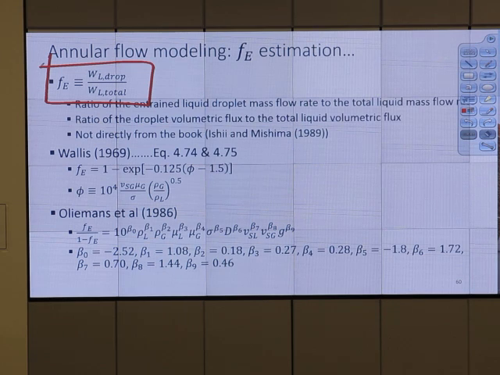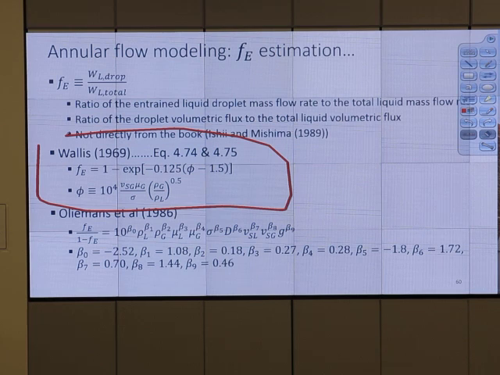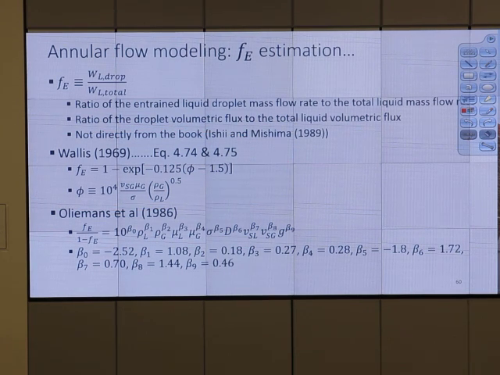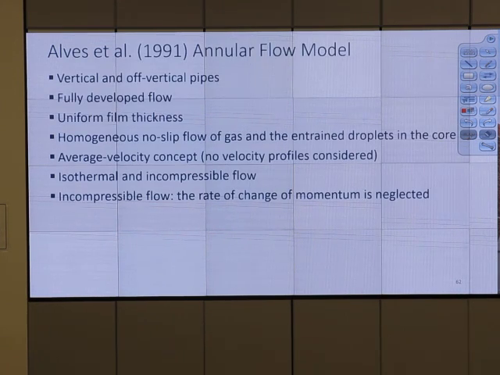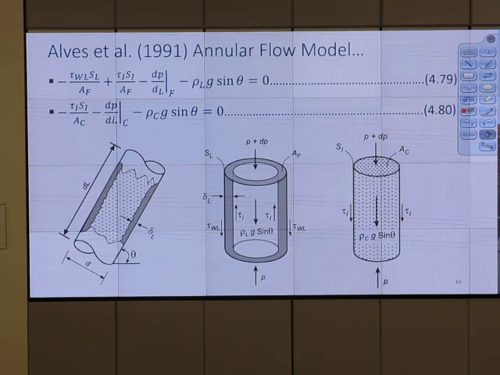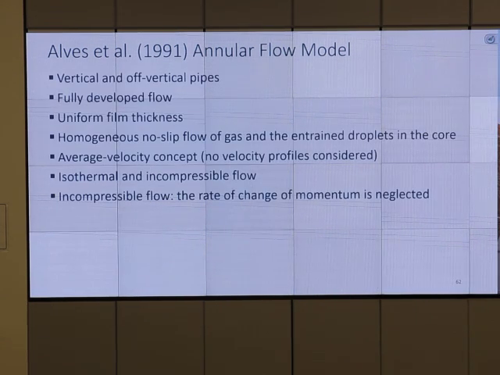That's it. We have several closure relationships. I recommend this one because it's easy. The other will be more accurate. It depends. You have to compare it against your result. So we have several closure relationships for f_E, the entrainment fraction, which is the mass fraction that is entrained in the core. All right, this is an assumption. You read it for yourself: fully developed, uniform film thickness, homogeneous, no slip, and so on.